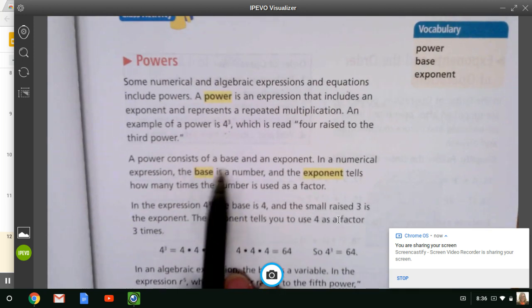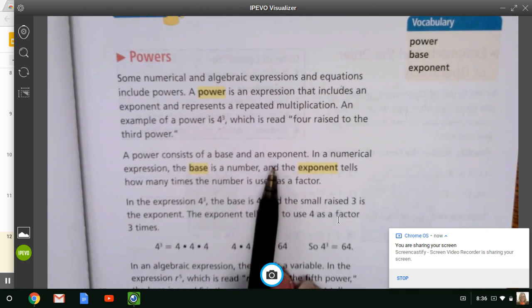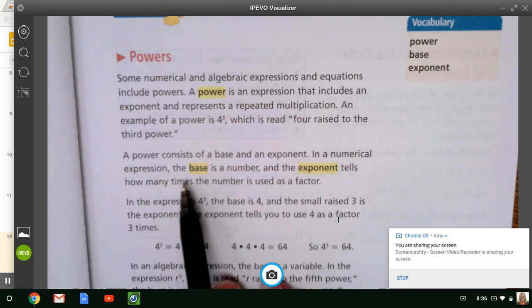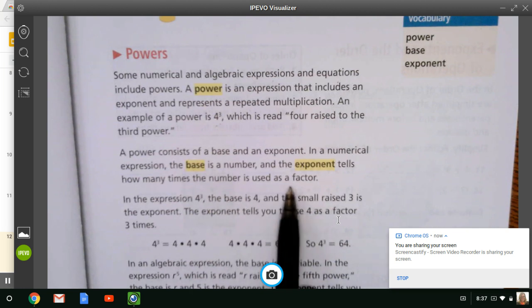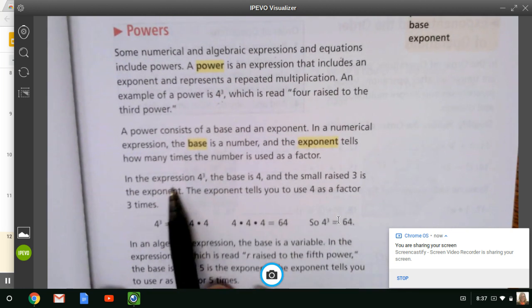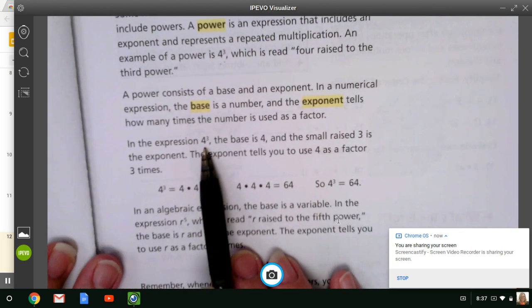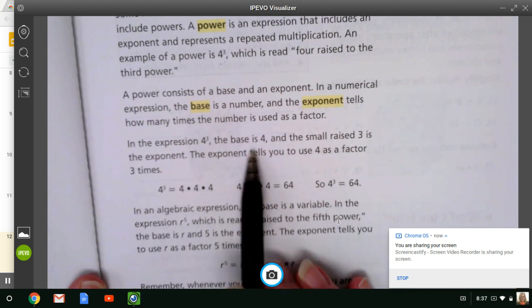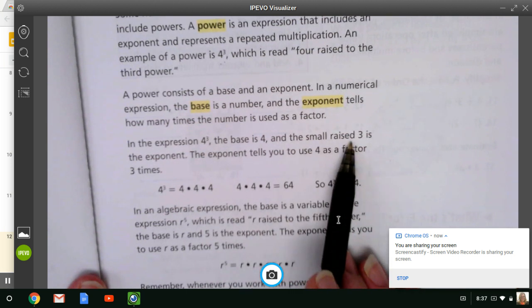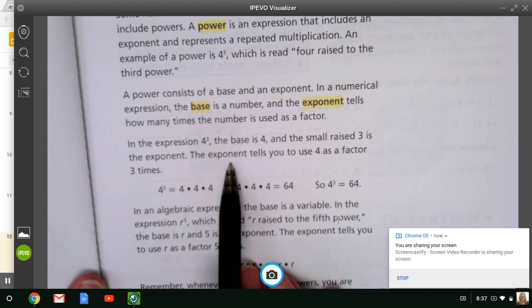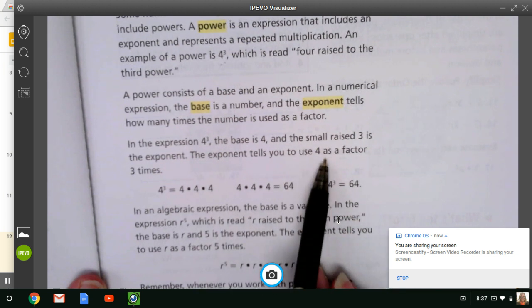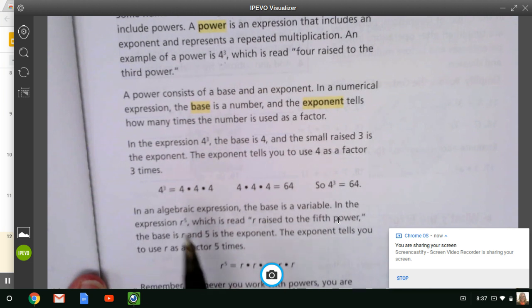A power consists of a base and an exponent. In a numerical expression, the base is a number and the exponent tells how many times the number is used as a factor. In the expression 4 to the third power, or raised to the third power, the base is 4 and the small raised 3 is the exponent. The exponent tells you to use 4 as a factor 3 times.